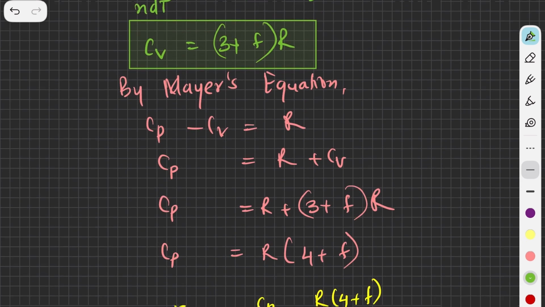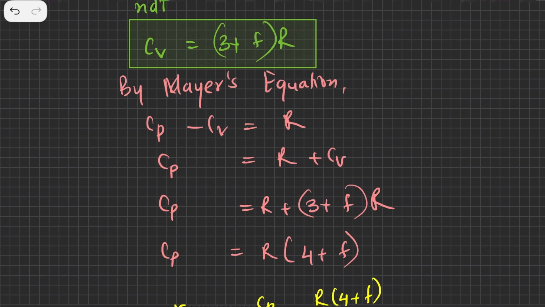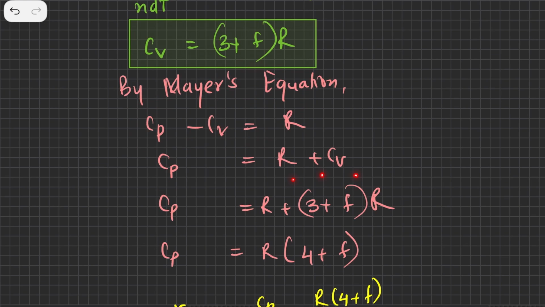Then comes the Mayer's equation. We have also derived this in our previous videos. If you haven't gone through it, then I would request you to go through the derivation of Mayer's equation as well. So Mayer's equation is Cp minus Cv is equal to R. This is what is called the Mayer's equation. So with Cv known, I can find out Cp. So Cp would be equal to R plus Cv.